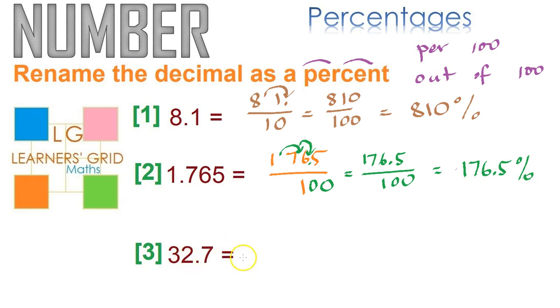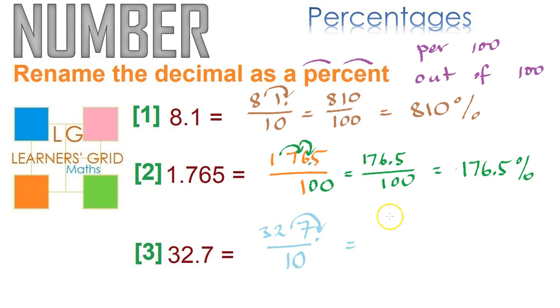Let's try one more. So this one we have 32.7. Let's go 32.7 over 1. Great. Now I need this to be out of 100, so multiply by 10. Put a 0 there, multiply by 10 moves the decimal point one place. So the decimal point is now here, not here anymore.